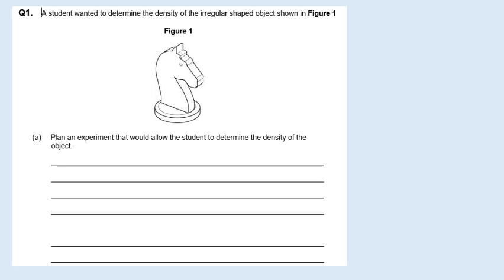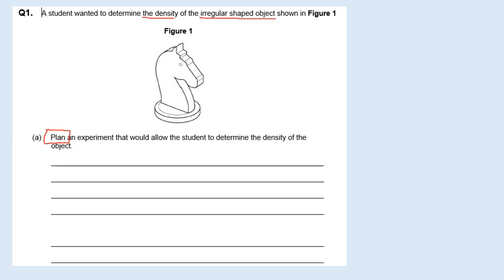But as we're thinking about this, we're going to be boxing the command word, which is planning an experiment. We're also going to be underlining key words. So here we have a student who wants to determine the density, and it's an irregular shaped object. Okay, and if we're going to plan this, we need to think about what we need to include in this question.